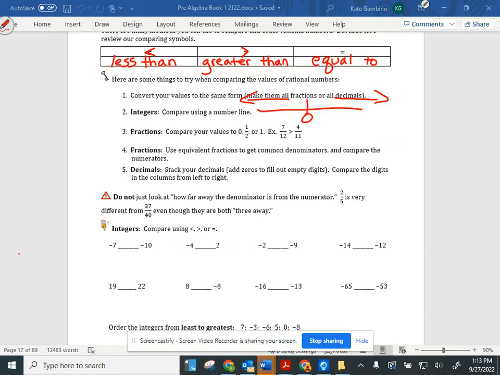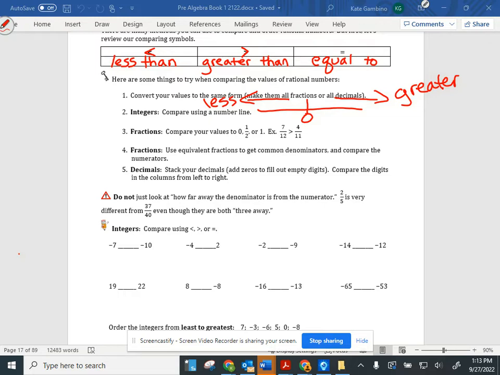So this is going to be greater. This would be less. So if it's on the left side, it's going to be less than. If it's on the right side, it's going to be greater than. So think about that when you're comparing. Fractions, compare your values to 0, a half, or 1. Our example is 7/12 and 4/11.